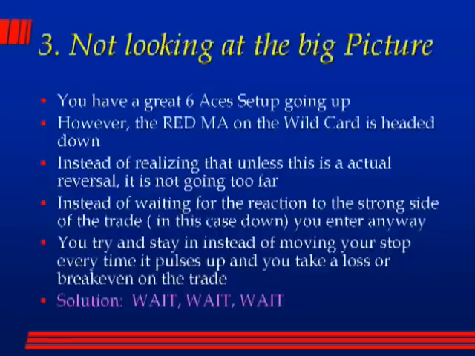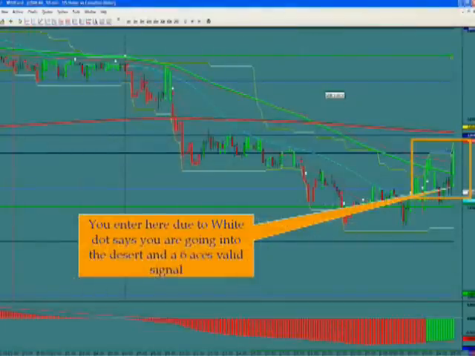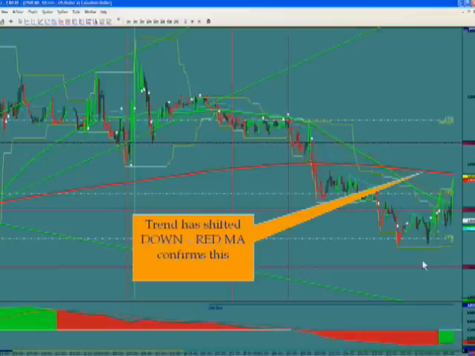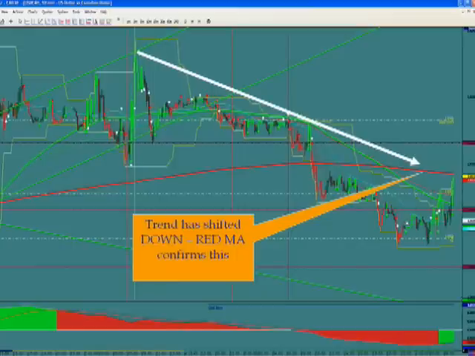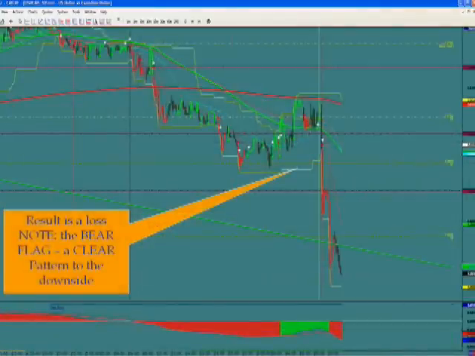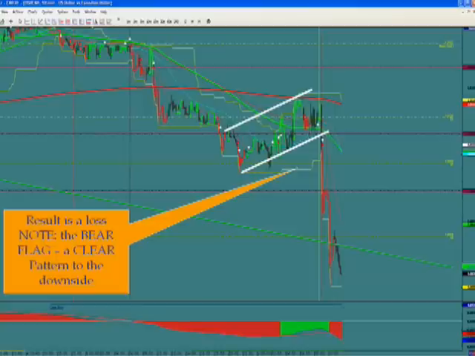The solution? Wait, wait, wait, and when you get tired of that, wait some more. So here's an example. You enter here due to the white dot on the bottom right there telling you that you're going up, and you have a valid 6 aces trade going into the desert. However, the trend has shifted down, and the red moving average is confirming that and showing it to you right here on the chart. The result is you take a loss. By the way, notice this bear flag, which is a clear pattern to the downside. So you should have been aware of that.